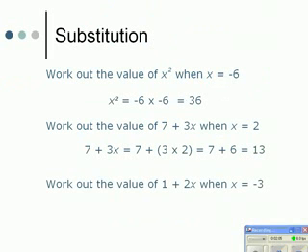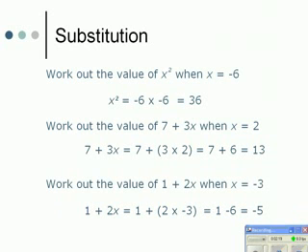Work out the value of 1 plus 2x when x equals minus 3. So we know that 1 plus 2x must be 1 plus 2 lots of the minus 3. So we've got 1 take away 6, which is minus 5.